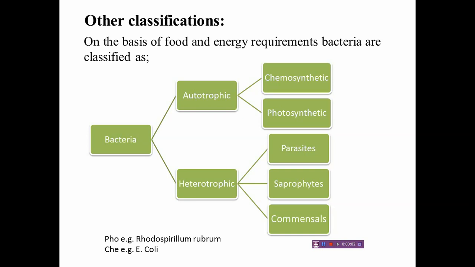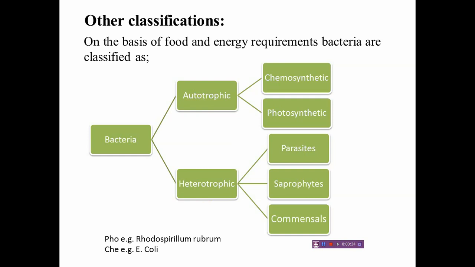So here we have some other classifications of bacterial cell. On the basis of food and energy requirements, bacteria can be classified as autotrophic or autotrophs, or heterotrophic or heterotroph bacteria. Now, as you already know, autotroph means those bacteria or those cells which can derive their food, which can derive their energy on their own.